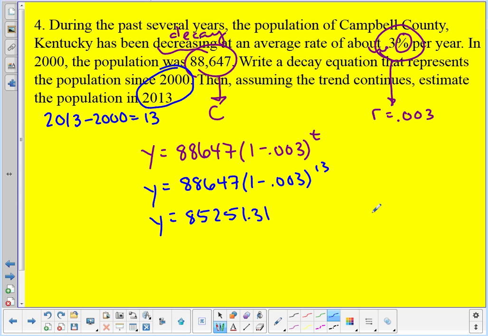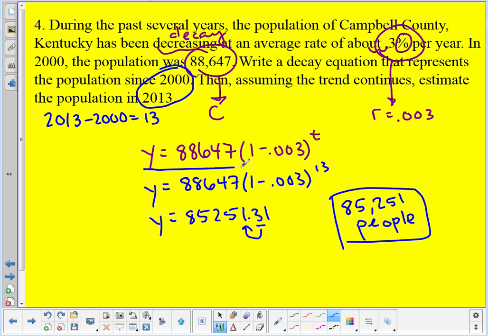We're talking about population, which is people. I can't have a fraction of a person, so I use the 3 to round the 1. That's 85,251 people. So really there were 2 answers in this question.